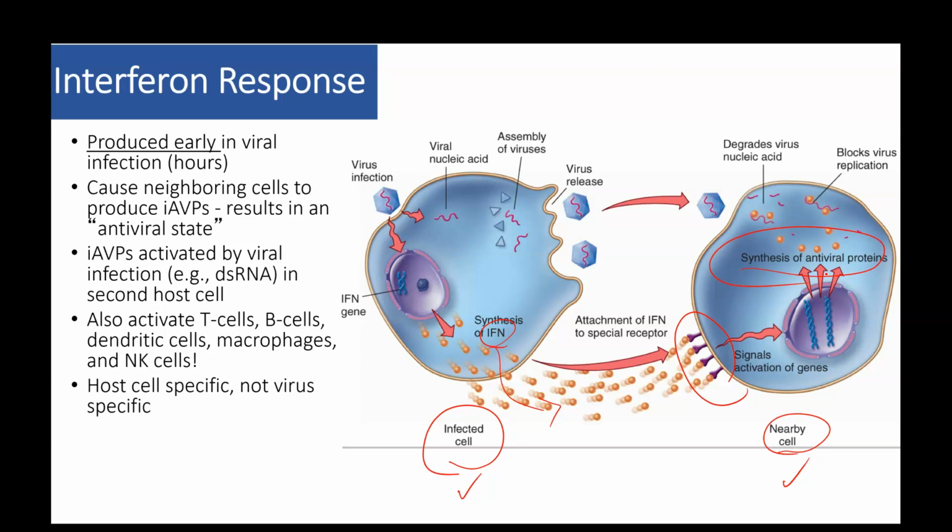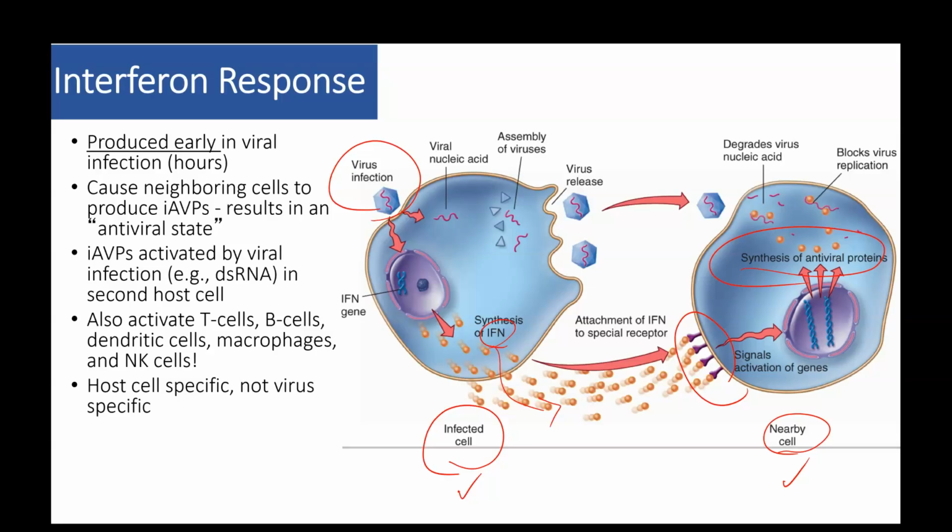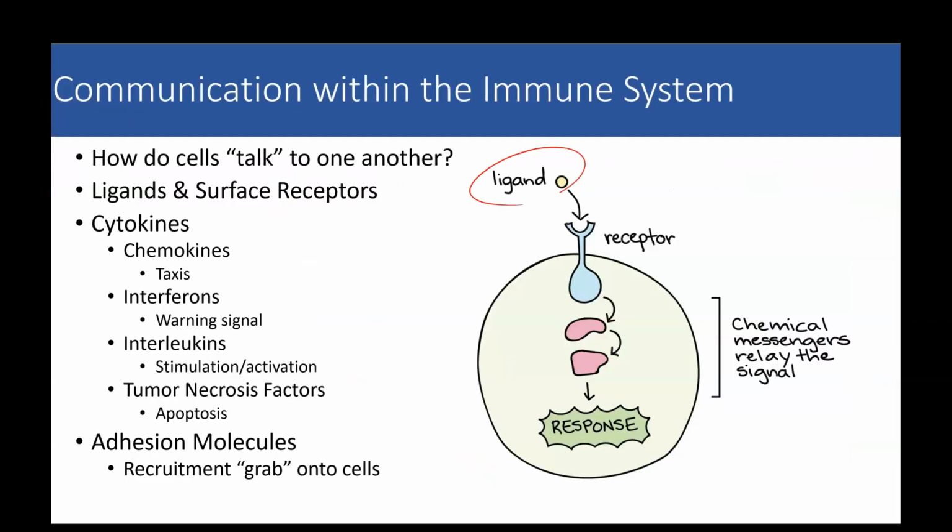So it's ready. As soon as that virus gets into the cell, all of those antiviral proteins are there and they're ready to go. So this is very specific to the host cell, but notice that it's not specific to the virus. Pretty much any virus can elicit an interferon response. And this is part of the reason why interferon response is considered part of the innate immune system, because again, it's not specific. All right, I think that was the last slide in this lecture.